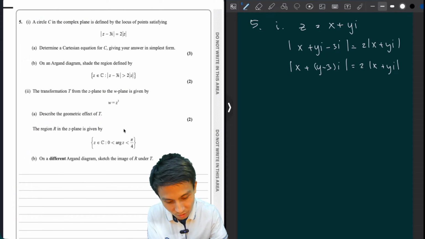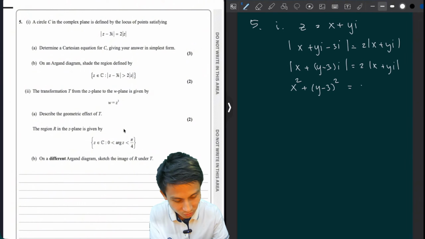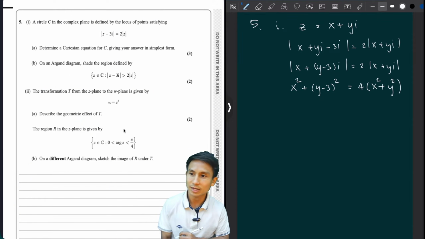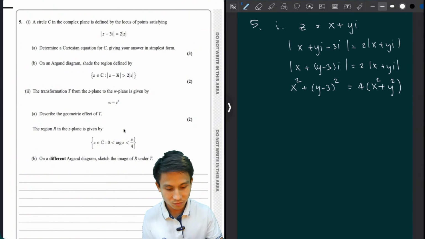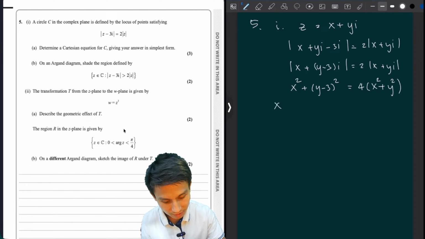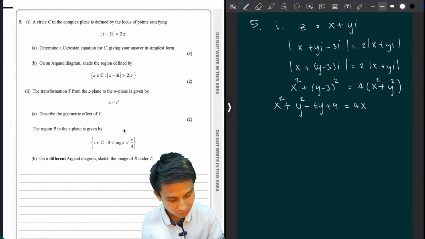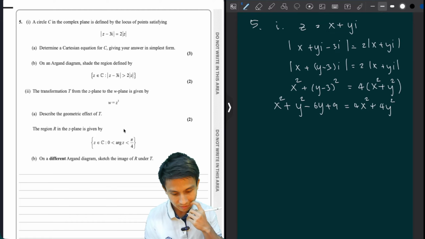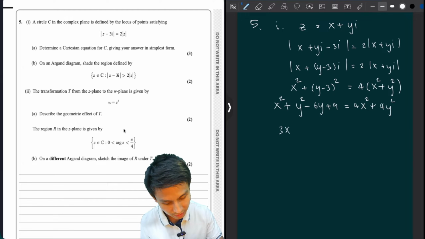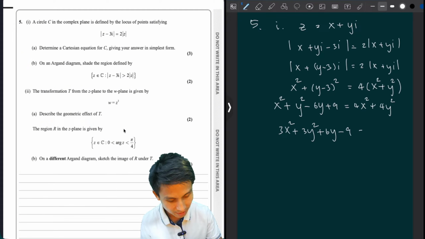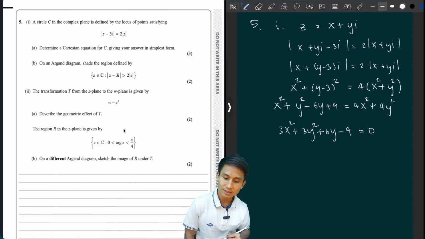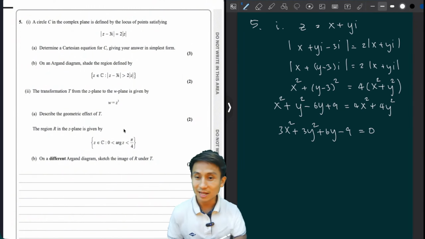And then if you do the modulus, it's going to be x squared plus y minus 3 squared equals, so you square that, you get 4 here, and this is going to be x squared plus y squared as well. Okay? So if you expand everything, you're going to get a simplified version. So x squared plus y squared minus 6y plus 9 equals 4x squared plus 4y squared. And then I want to simplify that, so I get 3x squared plus 3y squared plus 6y minus 9 equals 0. Yeah? And that is the Cartesian equation.